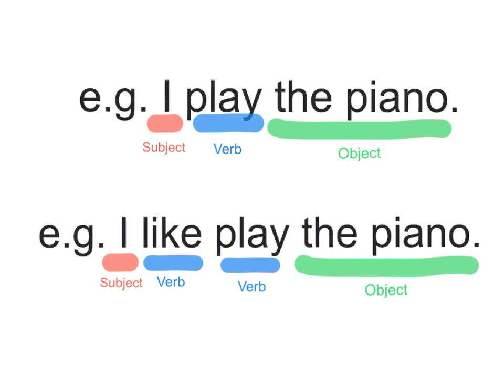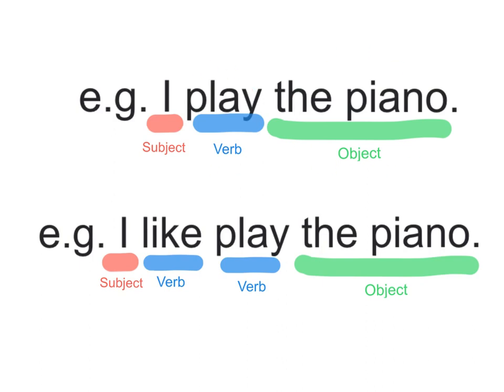Okay, after knowing what a gerund and an infinitive is, we need to learn the basic structure of a sentence to know why we need to use a gerund and infinitive. A sentence is comprised of a subject, a verb, and an object or a complement. So this is the basic structure of a sentence. For example, I play the piano. So we have subject, verb, and object here.